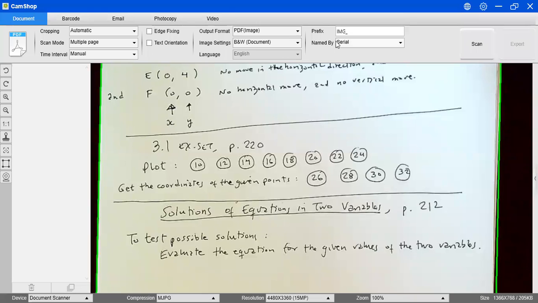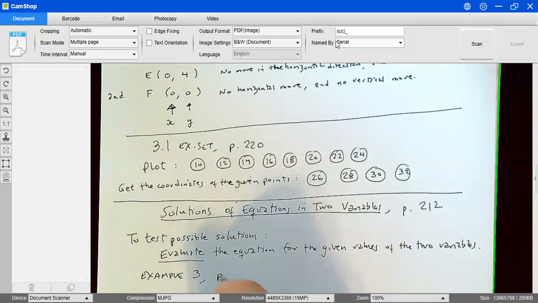So now we're going to work on solutions of equations in two variables. First, we're going to test possible solutions, and then we're going to learn how to find the solution. So this is on page 212. To test possible solutions, we're going to evaluate the equation for the given values of the two variables. So we're going to work example 3 now.